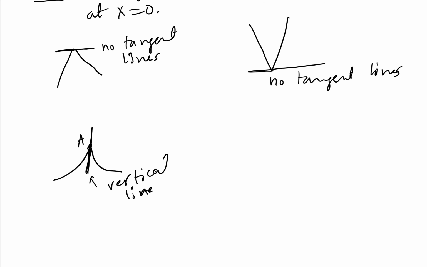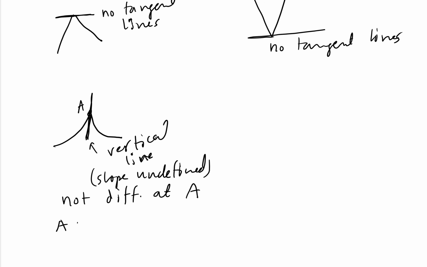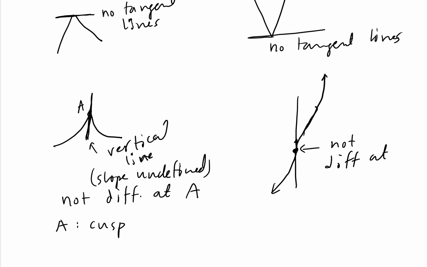So why is it not differentiable here? Because the slope is undefined. Slope is undefined, so not differentiable at point A. And this point A is called a cusp. Another case: say we have a vertical tangent line like this. So you can have this function, same thing, at this point here, it's not differentiable, because of the vertical tangent line.